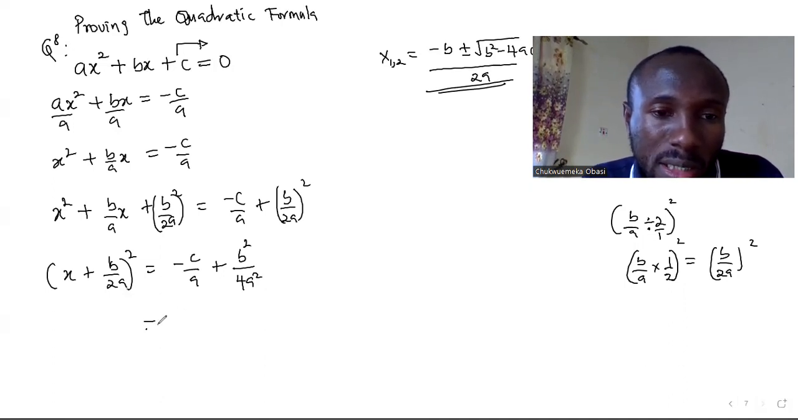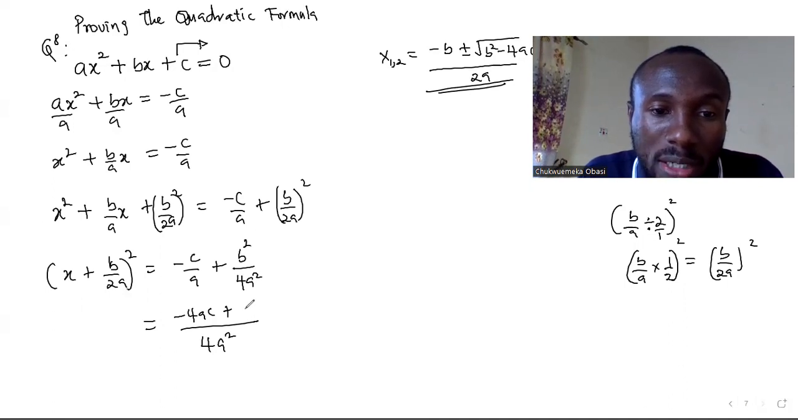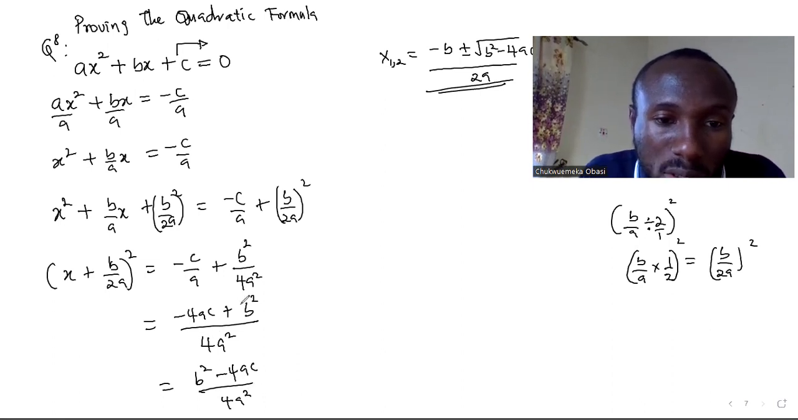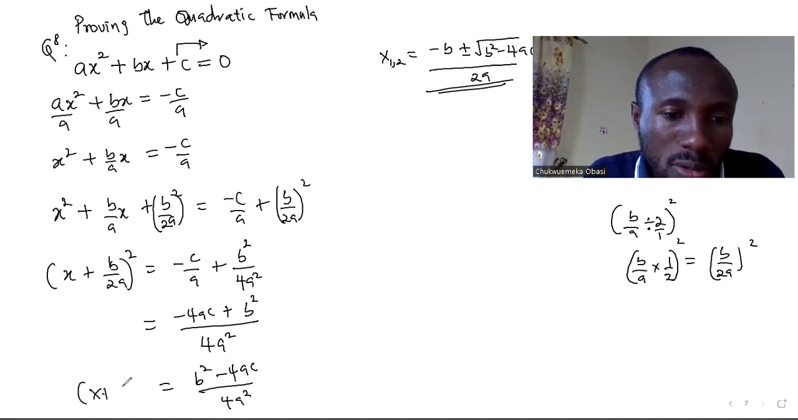So then you can go ahead and simplify all these guys. The LCM here is 4a squared, right? So if 4a squared is divided by this a, you'll be left with 4a. Then 4a times minus c will give us minus 4ac. Then plus 4a squared divided by 4a squared, you have 1. 1 times b squared is b squared. And I can go ahead and say this is the same as b squared minus 4ac over 4a squared, right? Of course, these guys just changing their position, right? So that is x plus b over 2a all squared.